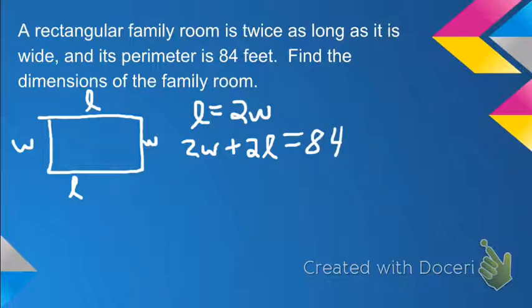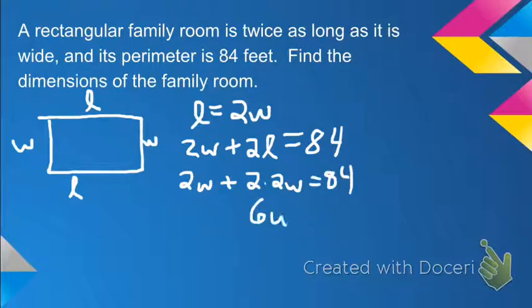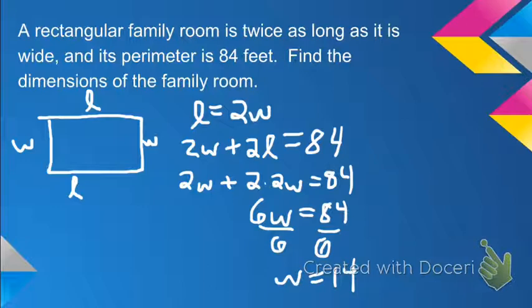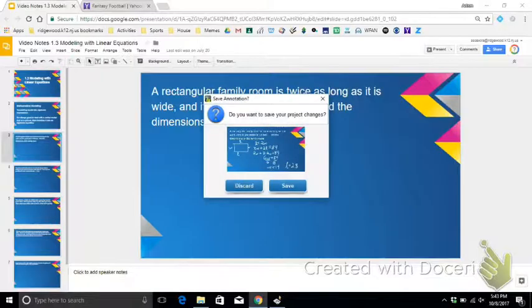Now we are going to just use some substitution. Plug in 2W in for L, and we get 2W plus 2 times 2W equals 84. That'll simplify down to 6W equals 84. Divide by 6, and 6 goes into 84 14 times. So that is our width. We know the length is twice the width, so the length is going to be 28. There you go. Start off with an easy one. Not that that was easy, but it's easier than the other ones we're going to do.